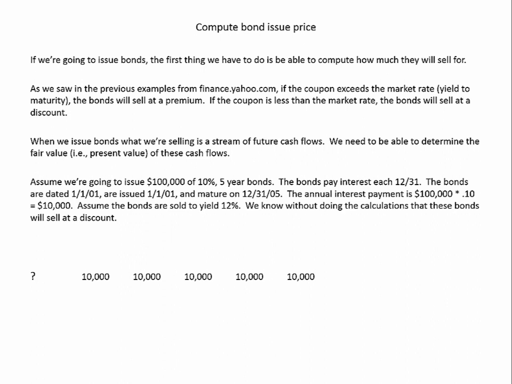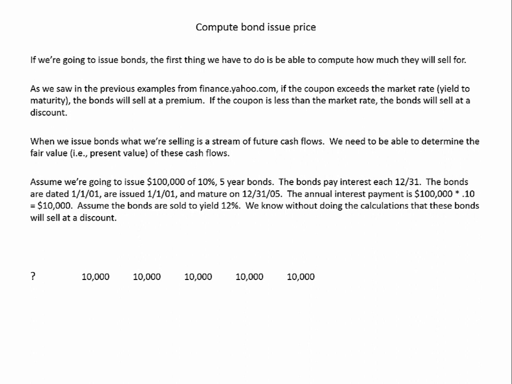Let's assume we're going to issue $100,000 face value of 10% 5-year bonds. The bonds pay interest each December 31st. The bonds are dated January 1st, 01. They're issued January 1st, 01. And they mature 5 years later, December 31st, 05.